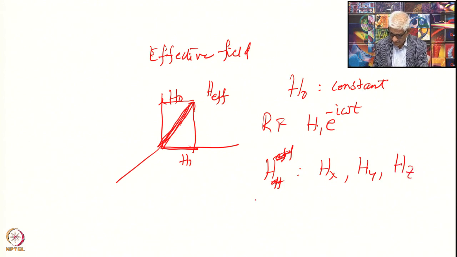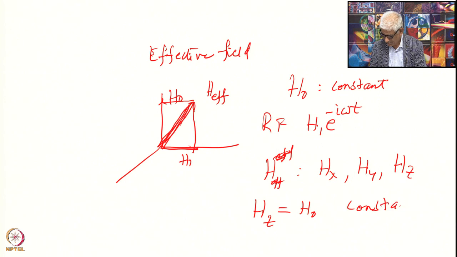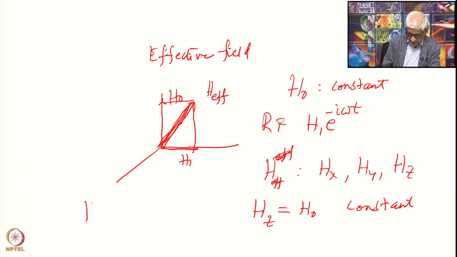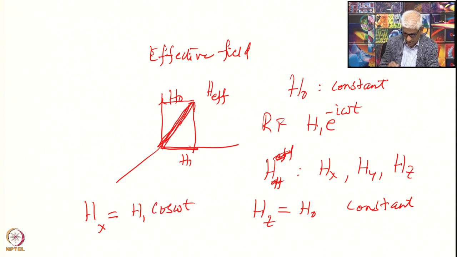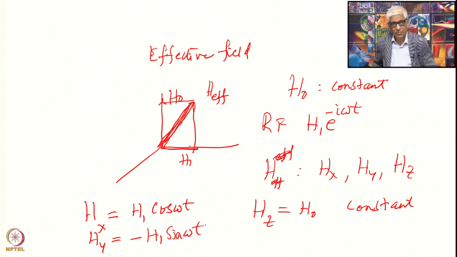Of these, Hz is constant, Hz is equal to H0. And Hx we write as H1 cosine omega t, and Hy we write as minus H1 sine omega t, because it is going as e to the minus i omega t.